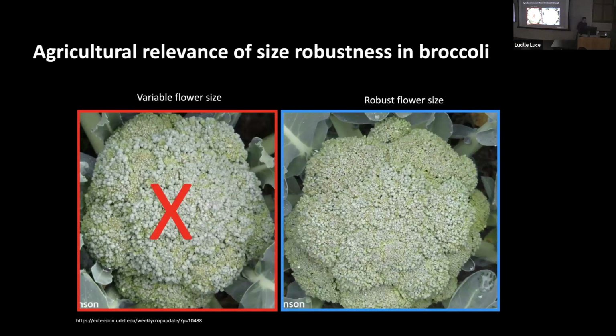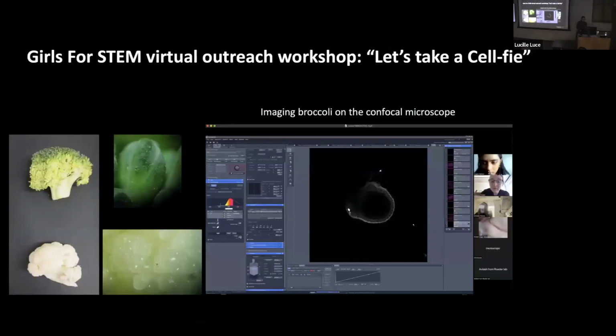So there are applications. We've actually been using this for an outreach activity we've been doing with middle school girls, particularly during the pandemic. We couldn't do it in person, so we had to do it online. So we're like, okay, this is a cool opportunity. We can show them the confocal microscope in the lab. So we showed them broccoli and cauliflower. We talked to them about what part of the plant they're eating, which kind of blew their minds.